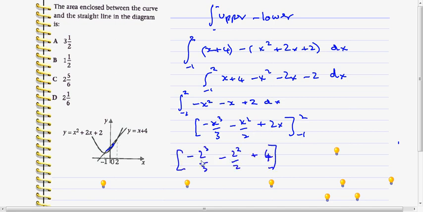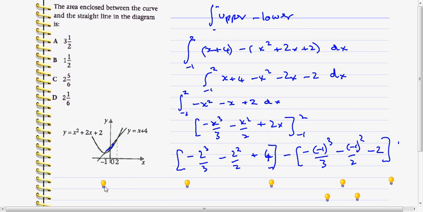So subbing the 2 in, I've just written a 2 for x, gives us this expression. 2 times x gives us 2 times 2 gives us 4. And then subbing minus 1 in, wherever there's an x I've written a minus 1, and that gives us this. And then it's just a question of carefully dealing with this. You just have to have practice in dealing with these fractional terms.